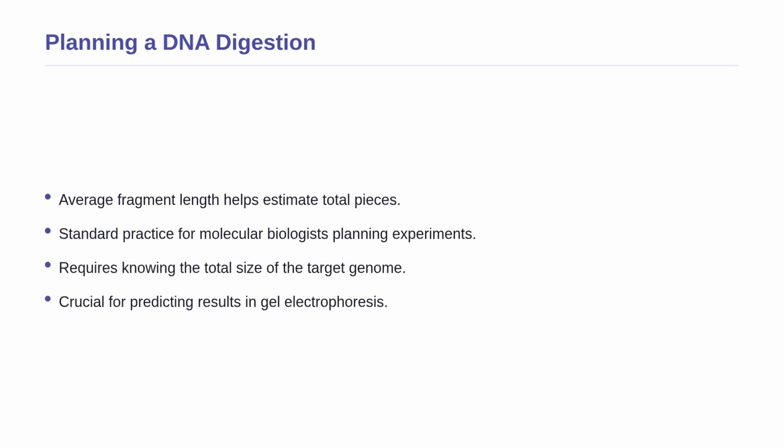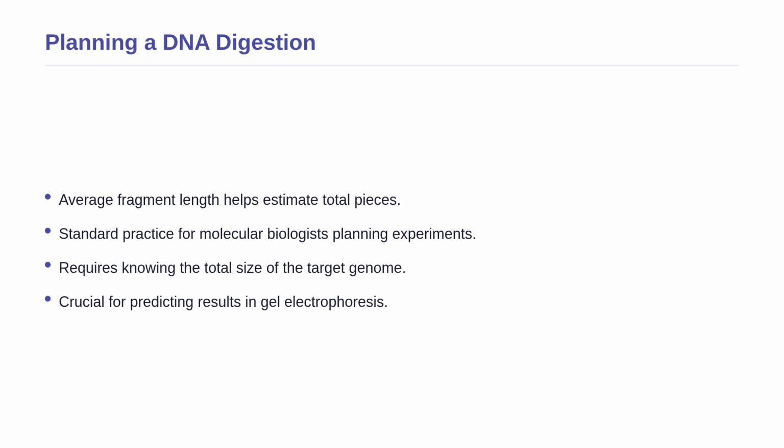Now that we have calculated the average fragment length for EcoR1, we can take the next step in planning our experiment. Once we know how often an enzyme cuts on average, we can use that information to find the total number of pieces it will produce from a specific DNA molecule. This 2-step approach is standard practice for molecular biologists planning a DNA digestion experiment.